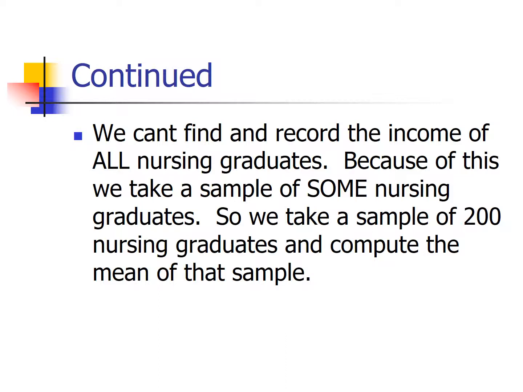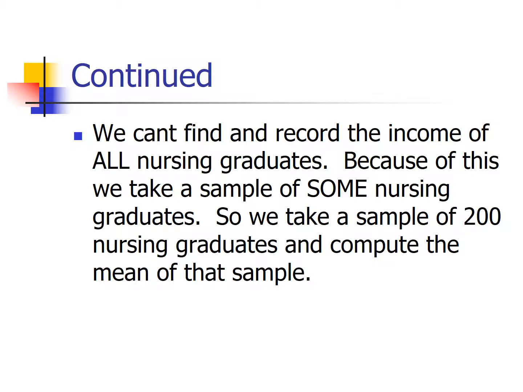So, reiterating much of what we talked about in Chapter 1, we cannot find and record the income of all nursing graduates, right? That would be an impossible task. There's hundreds of thousands, perhaps even millions of nursing graduates, and of course more of them are being born every day. So, with this in mind, what do we have to do? What is our compromise in the face of this reality? Our compromise is that we take a sample of some nursing graduates.